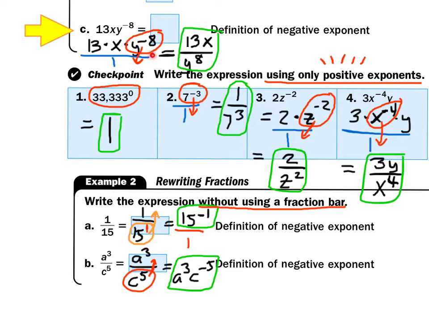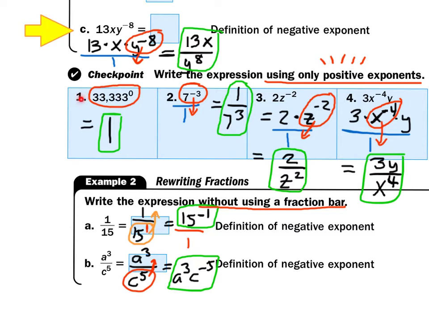So draw the diving board, put a 1 in the pool, and then with your red, circle the Y to the negative 8th power, and let them carefully climb in the pool. So now we have 13x up on top, okay, put the fraction bar, and y to the positive 8th power in the pool, and box your answer.